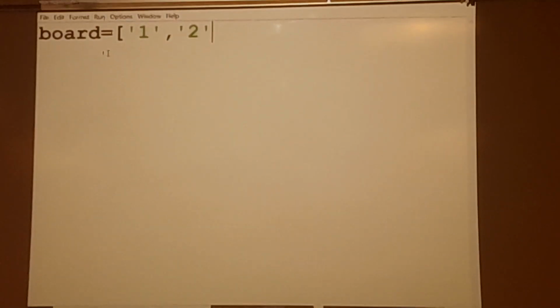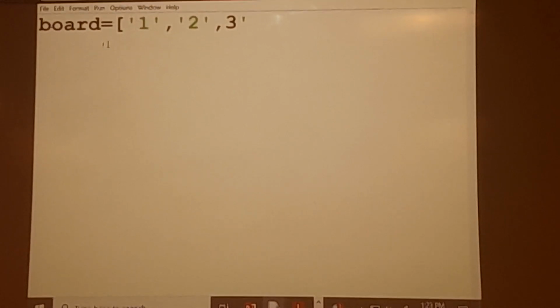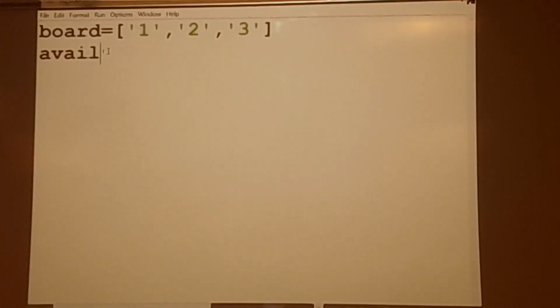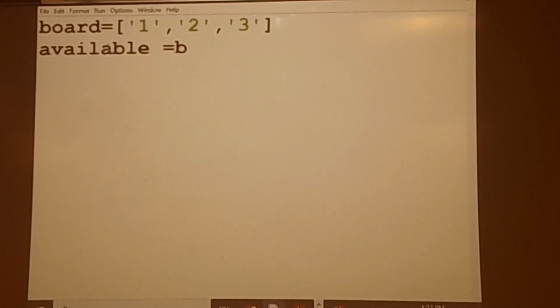I'm not gonna type the whole thing, right? So instead of that, we say 2, 3, like that. I'm not going to type the whole thing, right? Then, because the space is not enough, available will equal board in the beginning, right?